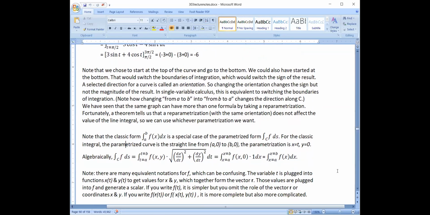And also just a reminder, there are many equivalent notations for f. This can be confusing, but all I'll say is use whichever one you like. You can write it as f of x, y, or f of t, or f of r, etc. Write whichever one helps you remember what is going on in the function. But it's important to remember that f is a function of x and y, which we can also write as the vector r, but those are really functions of t as well.